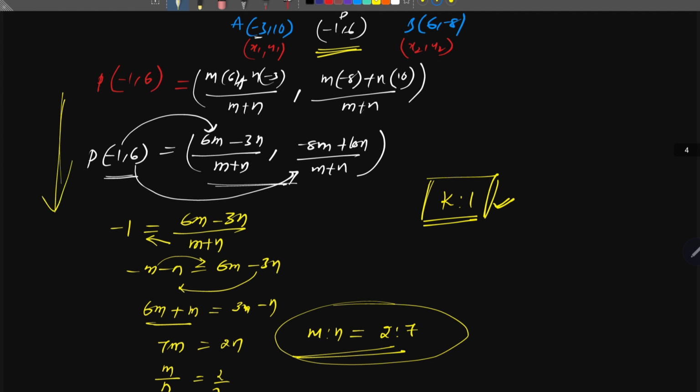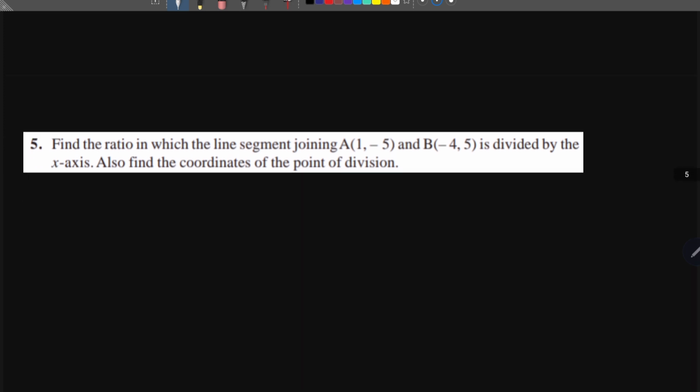So why do we need to consider k is to 1 actually? Generally every teacher will take m is to n from the books. So n sending to the opposite side, m by n is equal to k, where k is considered as m by n. Okay, so let's move to the fifth question.